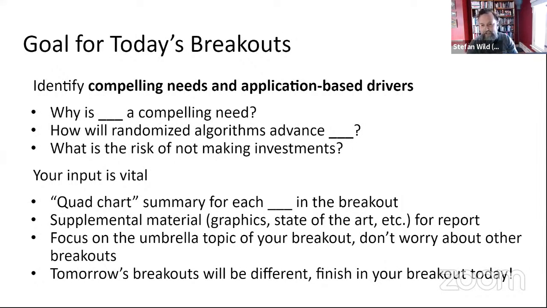However, we're also asking for supplemental material. It's very similar to the previous breakouts that we did in part 1. We'll be using Google Slides, and there'll be an opportunity to put supplemental material after the quad charts, and that's unlimited. We're thinking in particular about potential graphics that might be used for the report, the state of the art, or nice anecdotes for historical reference, for the use of randomized algorithms in other fields that we could glean and use for the report.